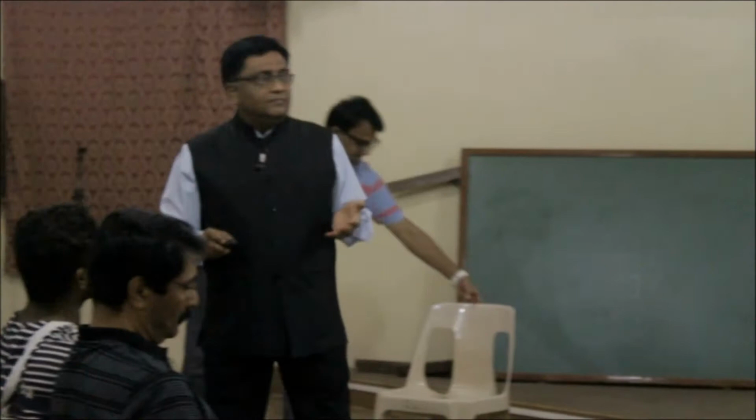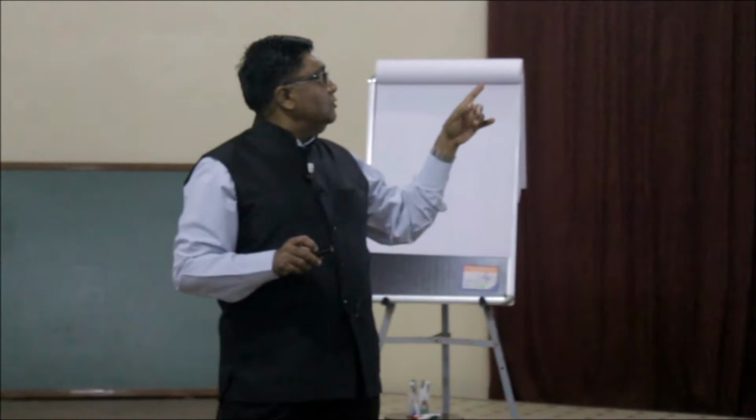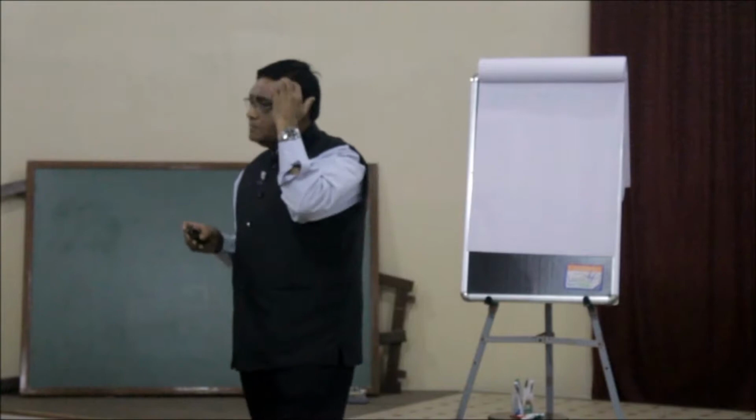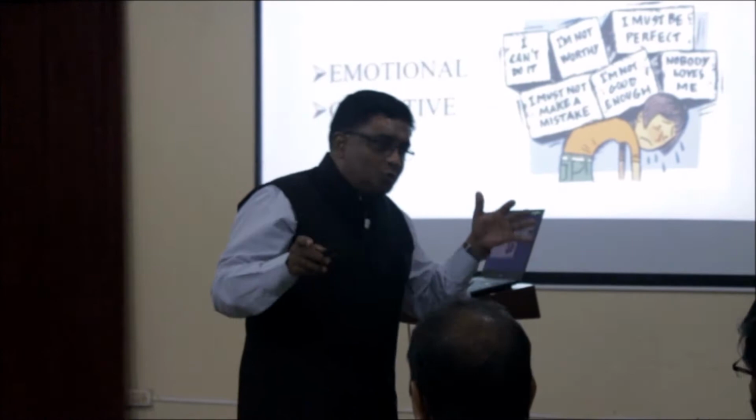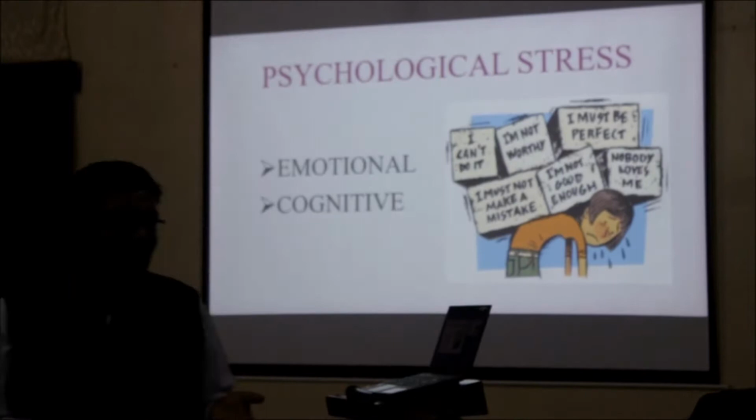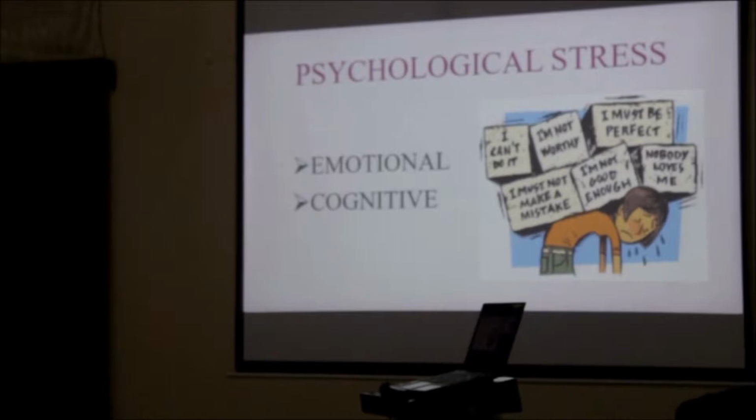Then cognitive. Cognitive is also psychological stress. Cognitive means it relates to the thinking, relates to the mind. So cognitive causes of stress are broadly, see, this is an age of information overload. There is so much information that it becomes difficult to choose from it. For example, when we prepare our presentations, there is an information overload. What to select, what not to select. So this is one, information overload.